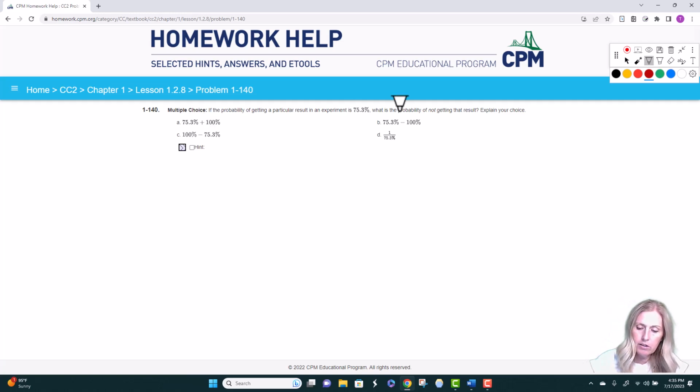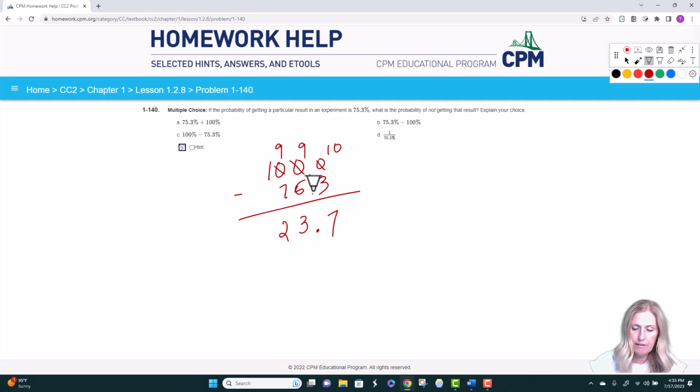Those two numbers need to add up to 100%. So of all of these things, we don't want it to be this one because then it would be more than 100%. That doesn't make sense. We don't want this one because it would be a negative number. That certainly doesn't make sense. We're not dividing. It's this one right here. You take your 100 and you subtract your 75.3. Okay. If it's 75.3% not happening, then it's 23.7% that it is, because that's what's left over.